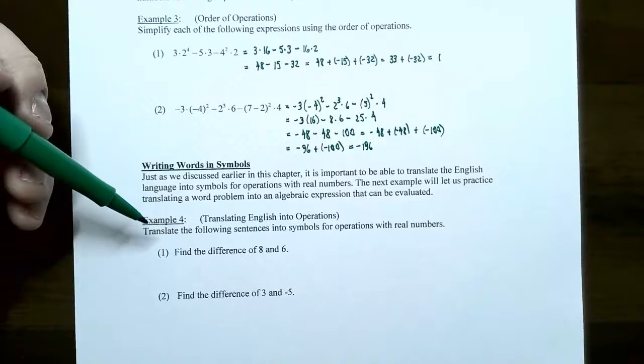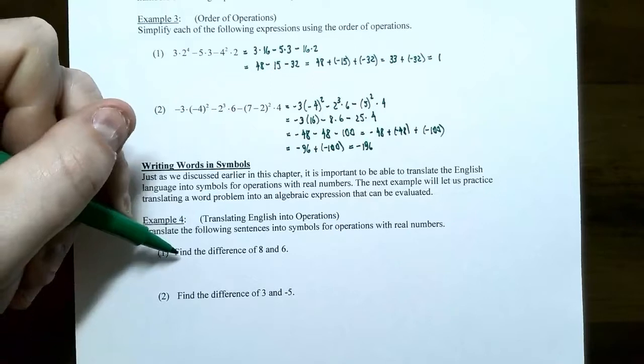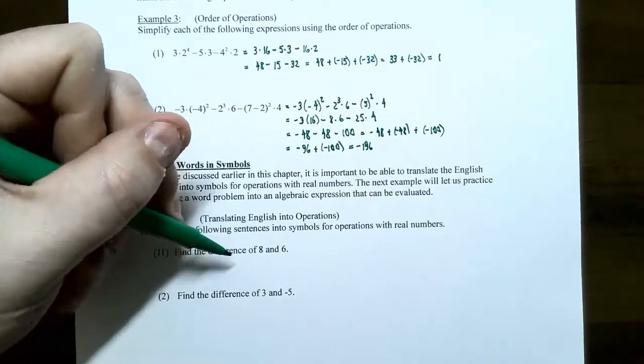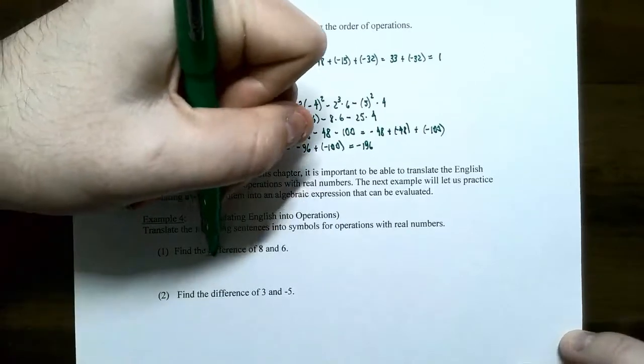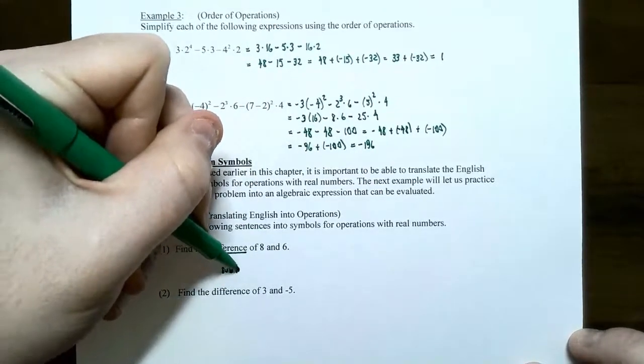Translate the following sentences into symbols for operations with real numbers. So number 1, find the difference of 8 and 6. So the key word here is difference. Difference is the key word for the operation subtraction.